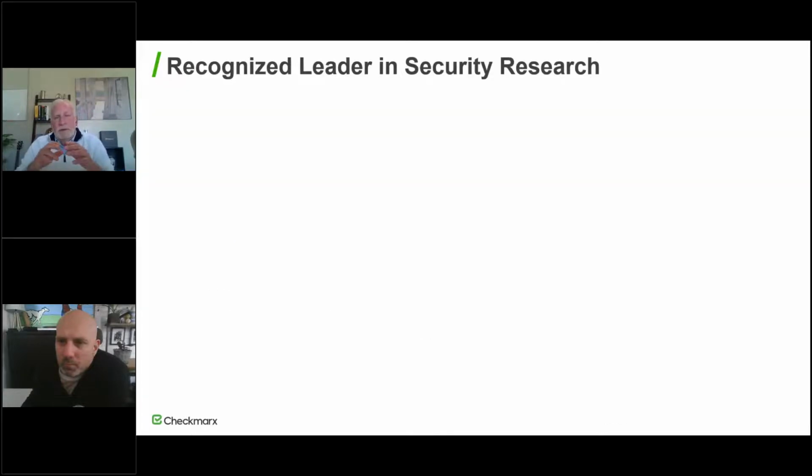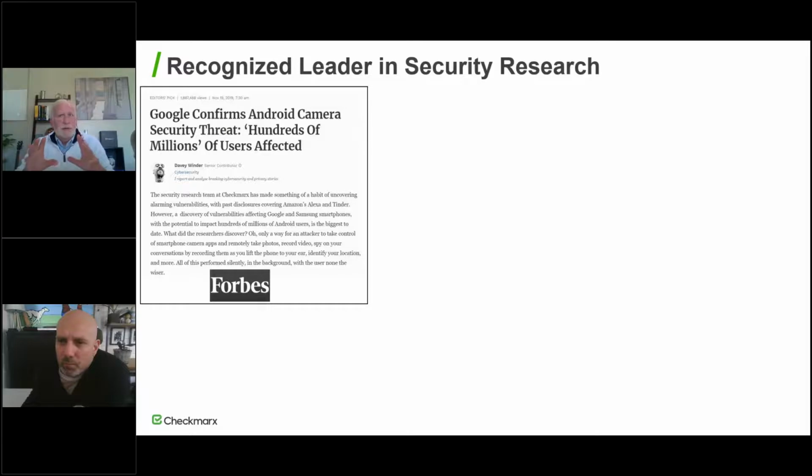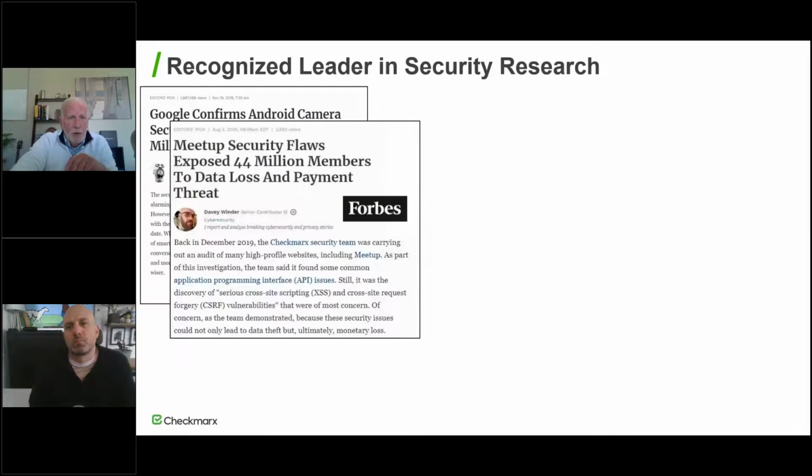Now, Checkmarx is also a recognized leader in security research. We have two different research teams in our organization. Our first research team is focused on technologies and devices, keeping people and organizations secure, and really trying to change the way organizations think and operate with regards to security. You can see here, Google confirms an Android camera security threat, hundreds of millions of users affected. It's a very interesting piece of research. If you get a chance, you can check out our blog to learn a little more about that one.